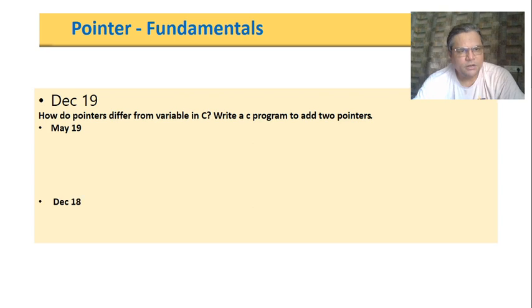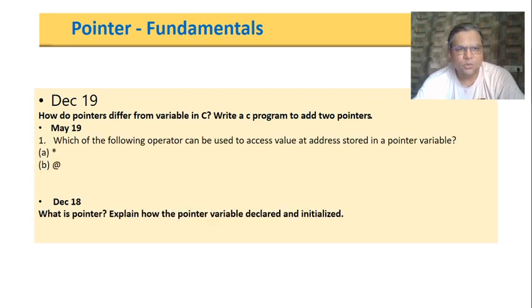Then in May 19, they asked which of the following operators can be used to access the value at the address stored in a pointer variable. They mentioned 4 options: star, at the rate, and so on. This is also clear to you. Accessing the value means dereferencing, and therefore the correct answer is star.